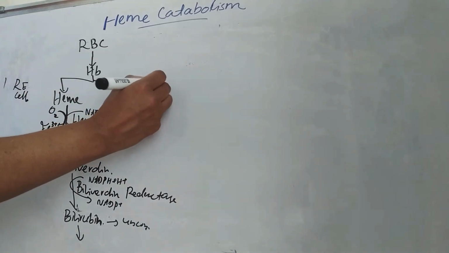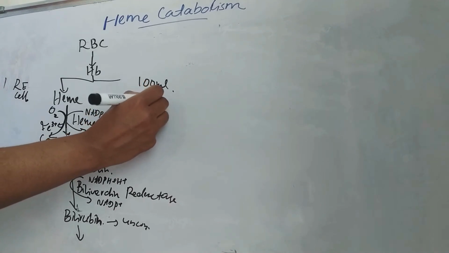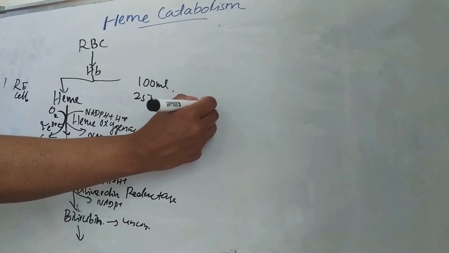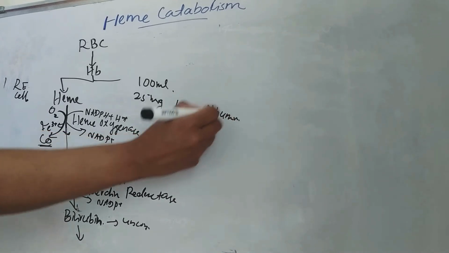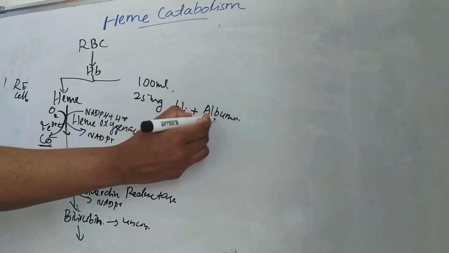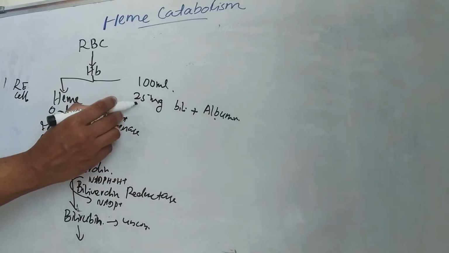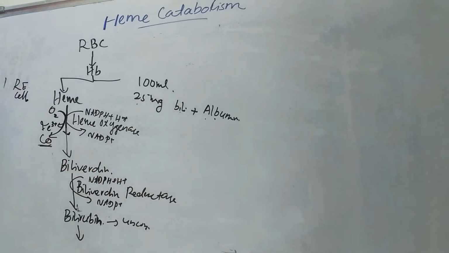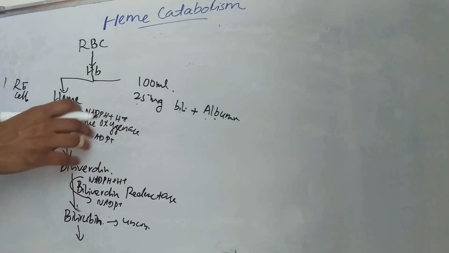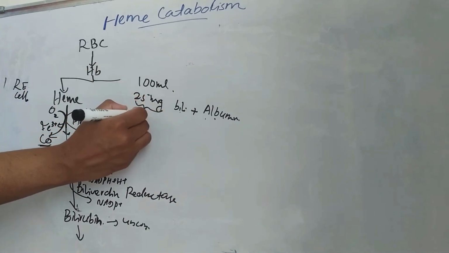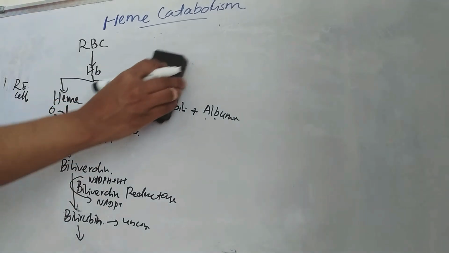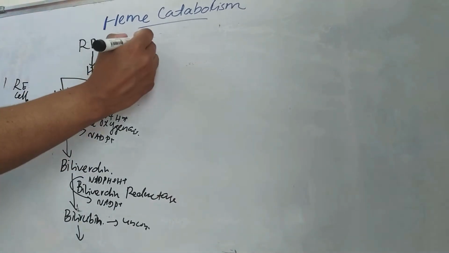Normally in 100 ml plasma, 25 mg of bilirubin is tightly bound to albumin in its high affinity site. Albumin has two sites, high affinity and low affinity sites. Any excess quantity is bound loosely, and this can be easily detached and can diffuse to tissues. Then bilirubin forms the bilirubin albumin complex.